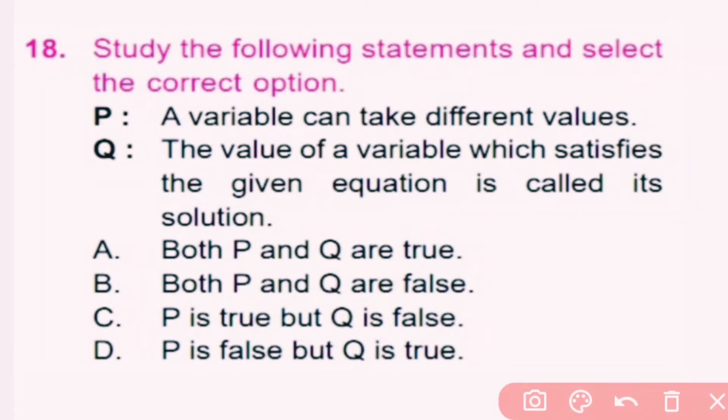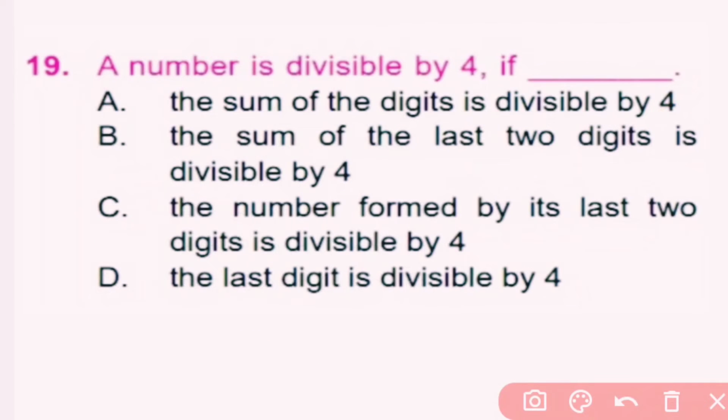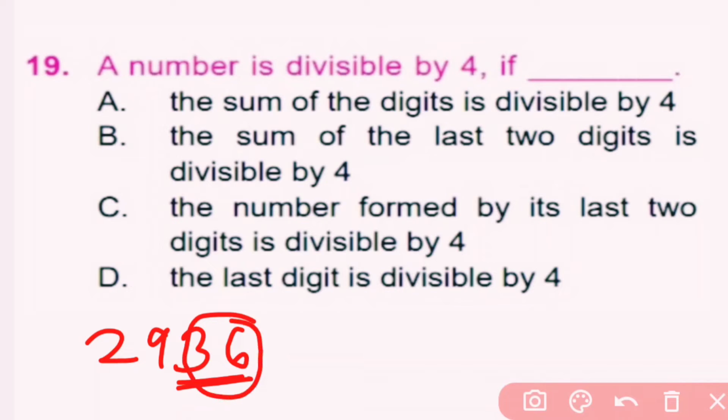Question number 18. Study the following statements and select the correct option. P. A variable can take different values. Q. The value of the variable which satisfies the given equation is called its solution. Here both these statements are correct. So A is the correct answer. Question number 19. A number is divisible by 4 if dash. We take this number and check the last two digits, 36. If 36 is divisible by 4, then the whole number is divisible by 4. So here option C, the number formed by its last two digits is divisible by 4, is the correct answer.